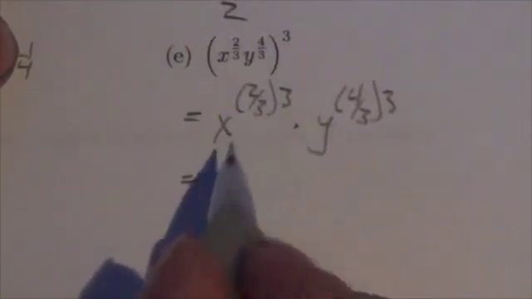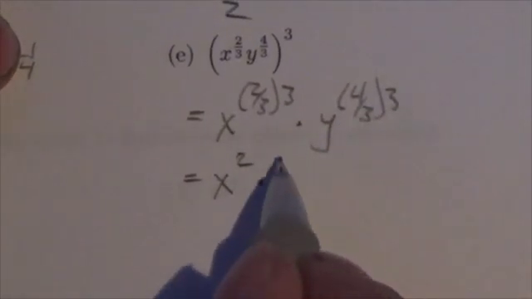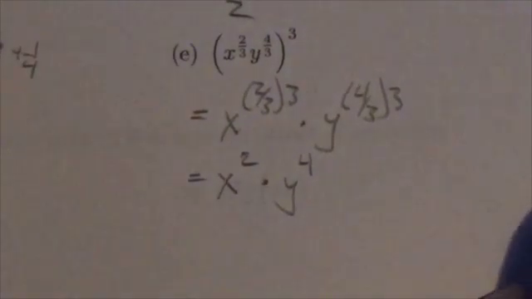Now it just takes a little bit of thinking here. x to the 2/3 times 3 is just 2. And then 4/3 times 3 is just 4. So I get x squared times y to the 4. And that's it.